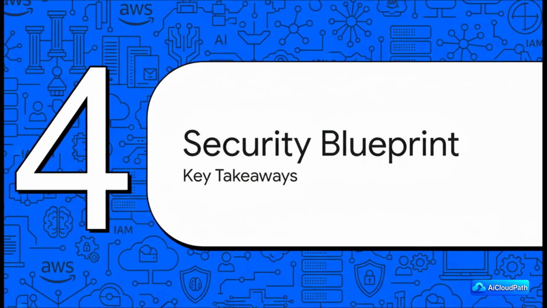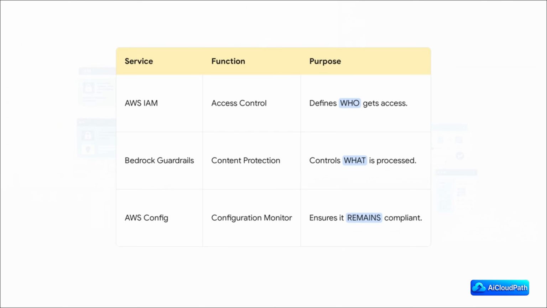Okay, so we've walked through the three big pillars of AWS AI security. Now, let's pull it all together into a really clear, unified blueprint that you can actually use. At the end of the day, the crucial thing is to understand how these services work together, because they're a team. AWS IAM is your access control. It defines who can get in.